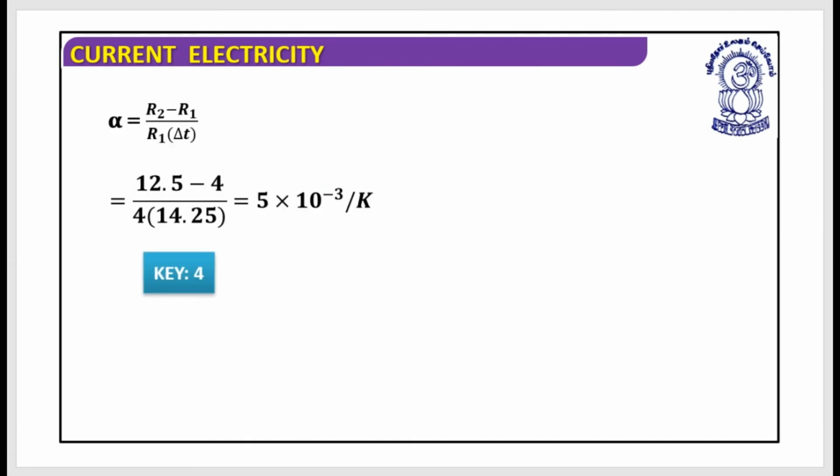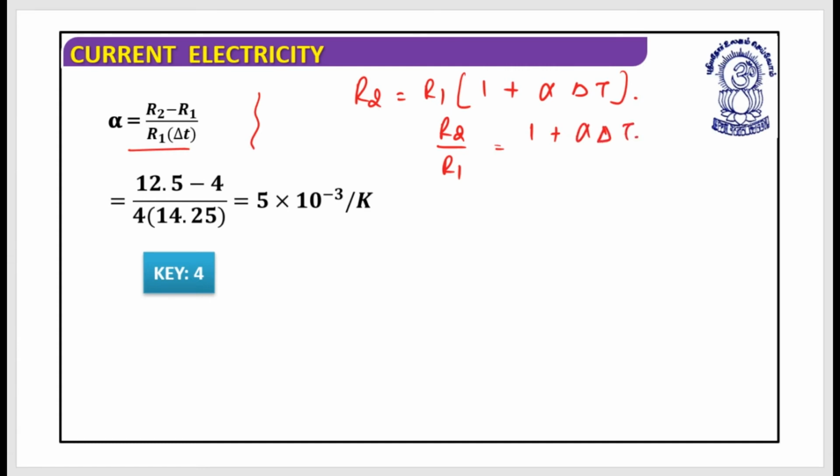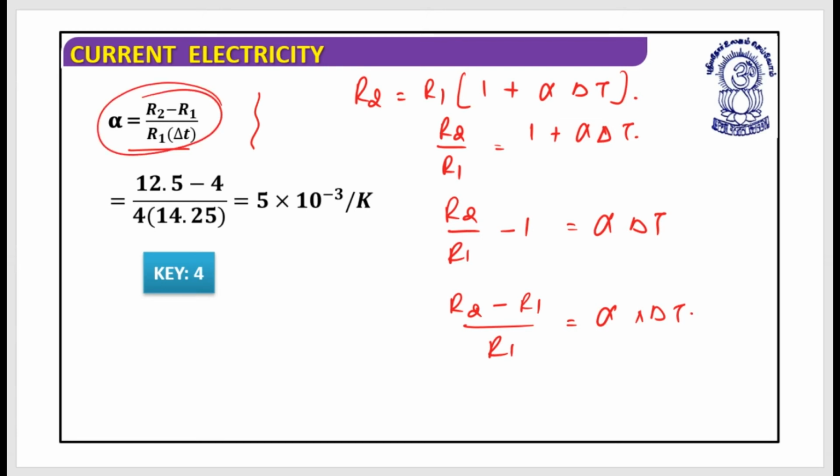Let's have a look. We can have this relation, that alpha is equal to R2 minus R1 divided by R1 into delta T. If you don't know this, then I can have this relation, that R2 is equal to R1 into bracket 1 plus alpha into delta T. So R2 by R1 is equal to 1 plus alpha delta T, so R2 by R1 minus 1 equals alpha delta T. So R2 minus R1 divided by R1 equals alpha delta T. Thus alpha is equal to R2 minus R1 divided by R1 into delta T.